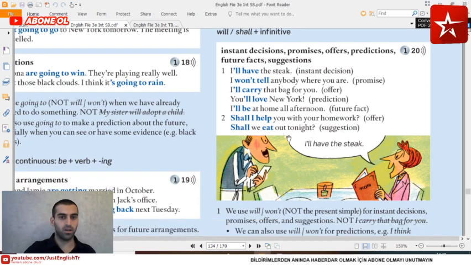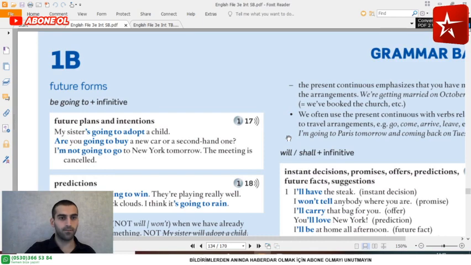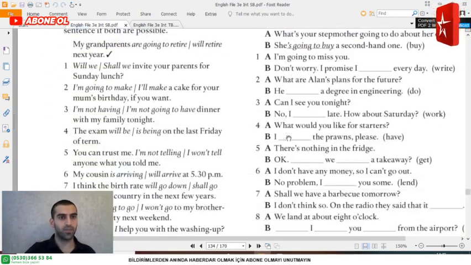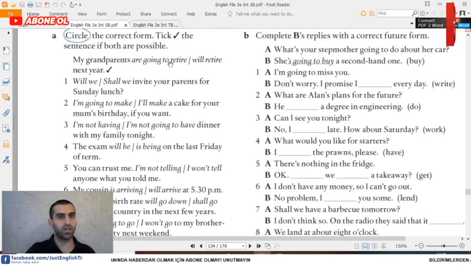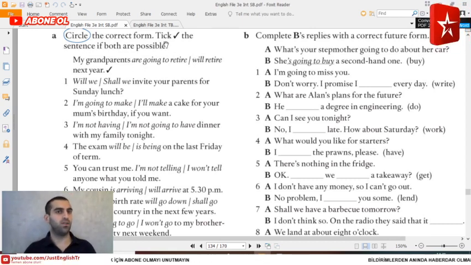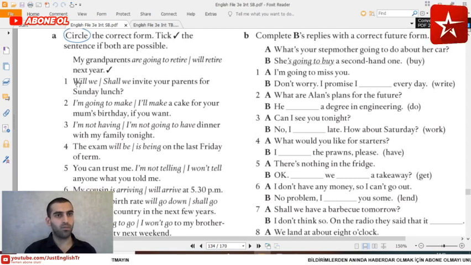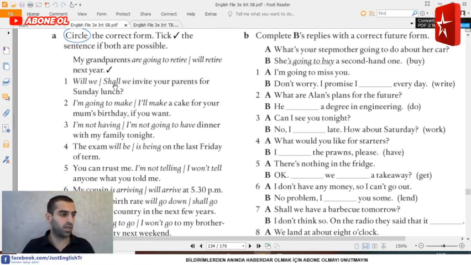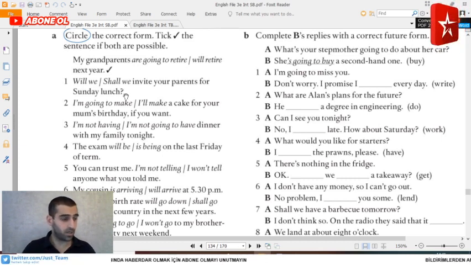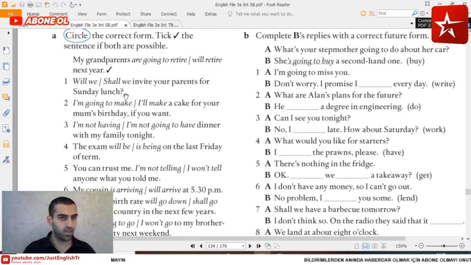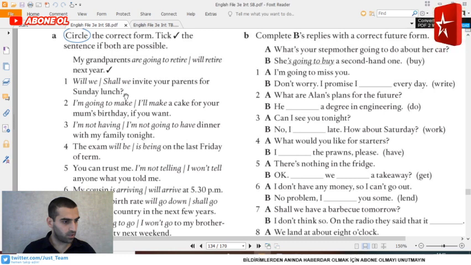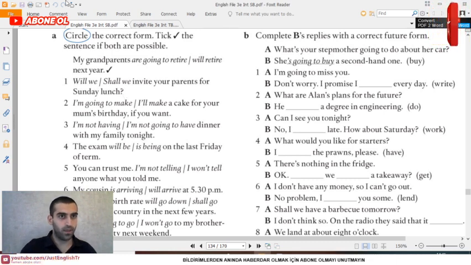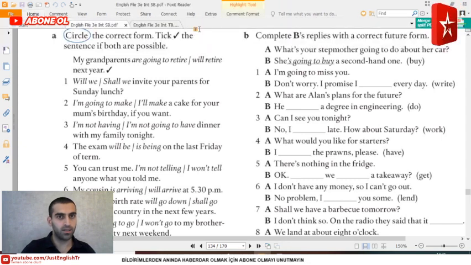Okay, guys. So let's do part A. We should circle the correct form. Tick the sentence if both are possible. Number one, will we or shall we invite your parents for Sunday lunch? So which one should we use? Will or shall? I'm waiting for your answers for number one.